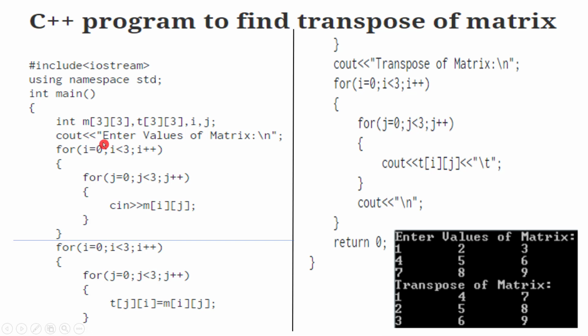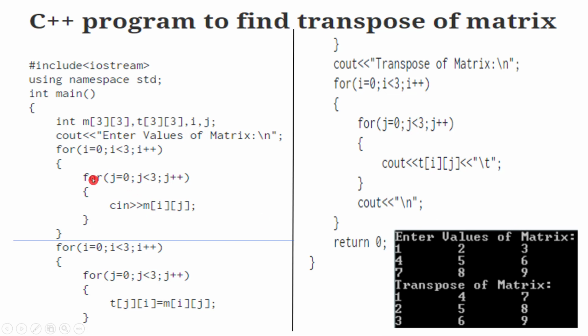So cout, enter values of matrix. This will come to the output dialog box, enter values of matrix. Then with this semicolon and endl symbol, the control will go to the next line. Now we are going to enter the values.